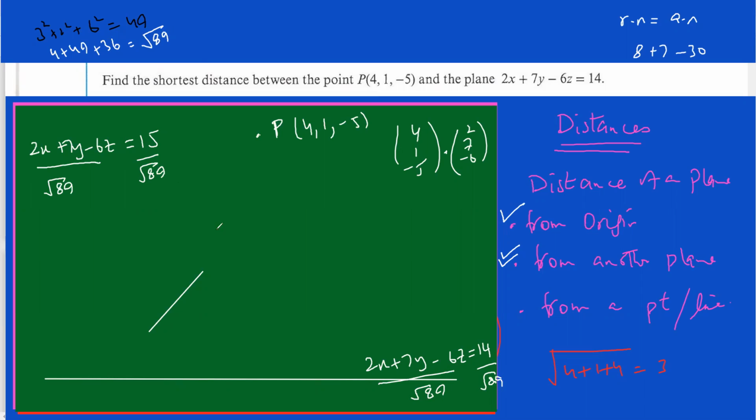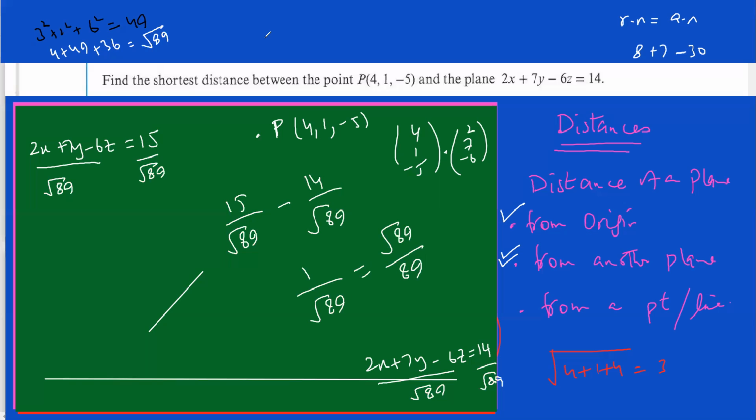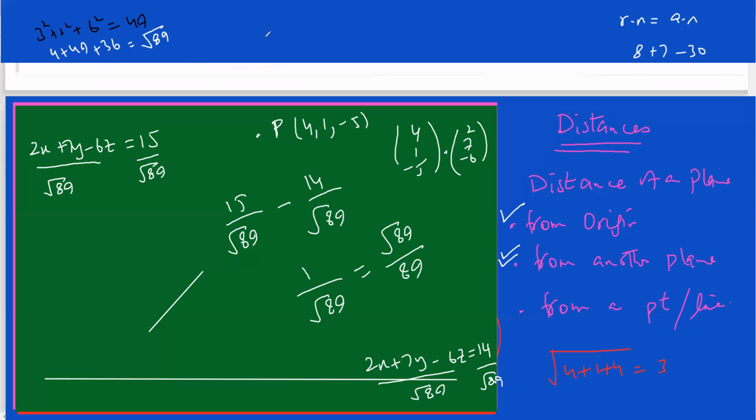What kind of a question is this? Anyhow, so the distance of this point P from this plane is 15 over under root 89 minus 14 over under root 89. That is 1 over under root 89. You can rationalize the denominator by multiplying, so this is going to be under root 89 over 89. Okay, let's see what is the answer to this.